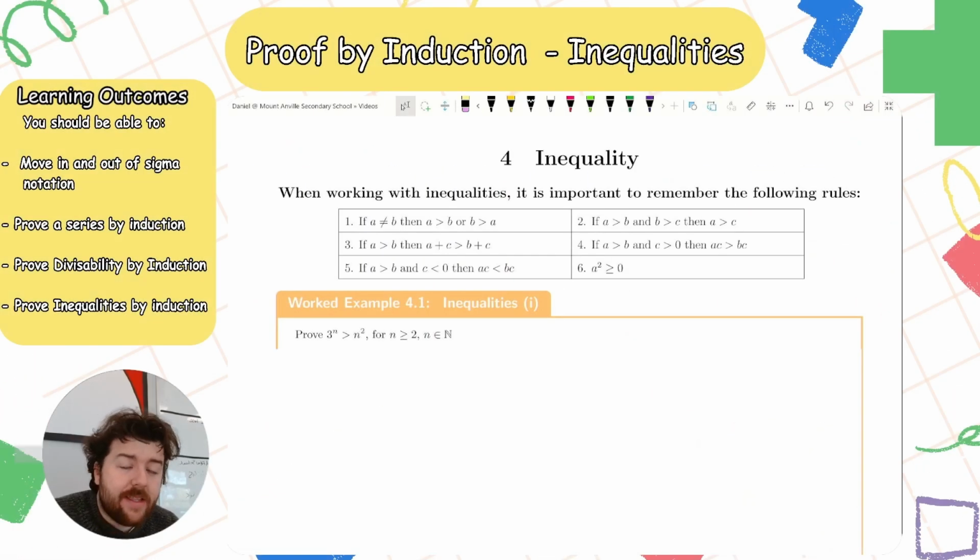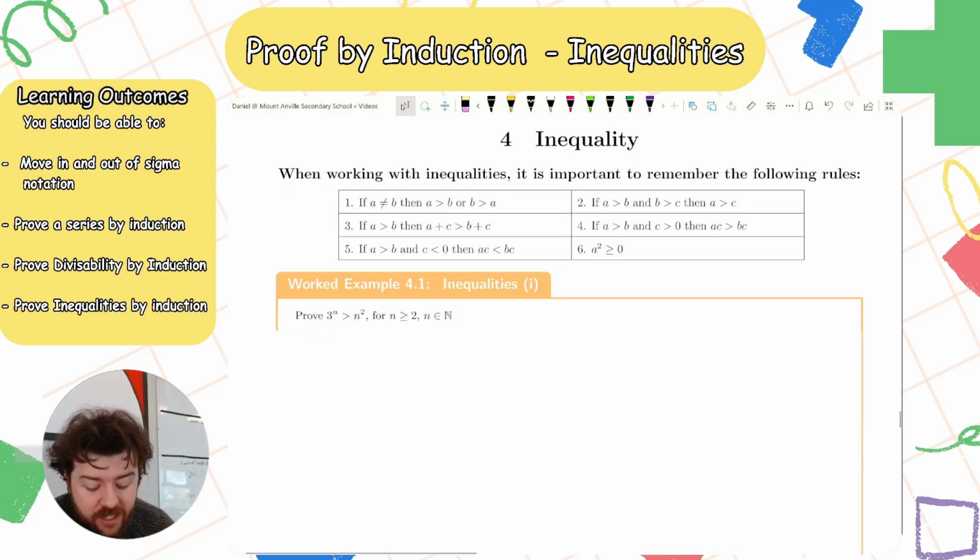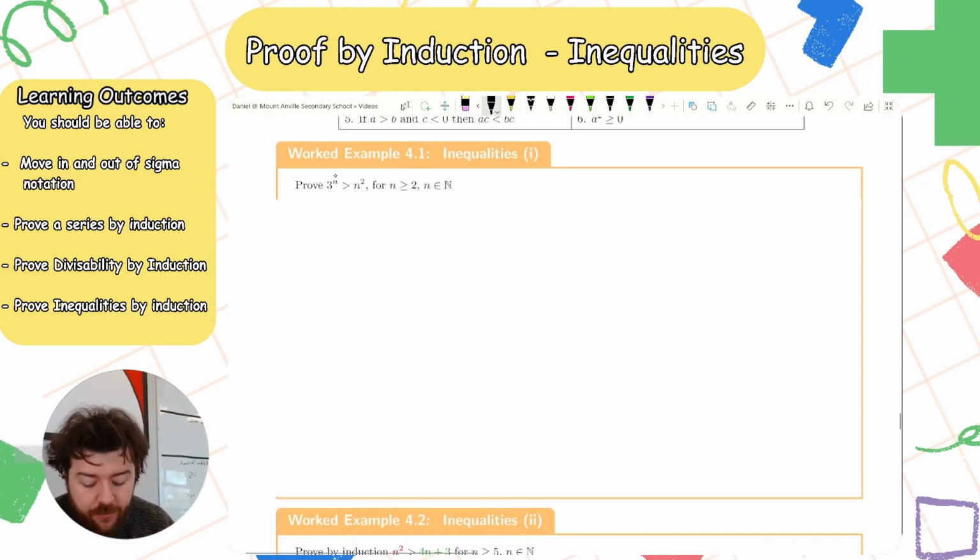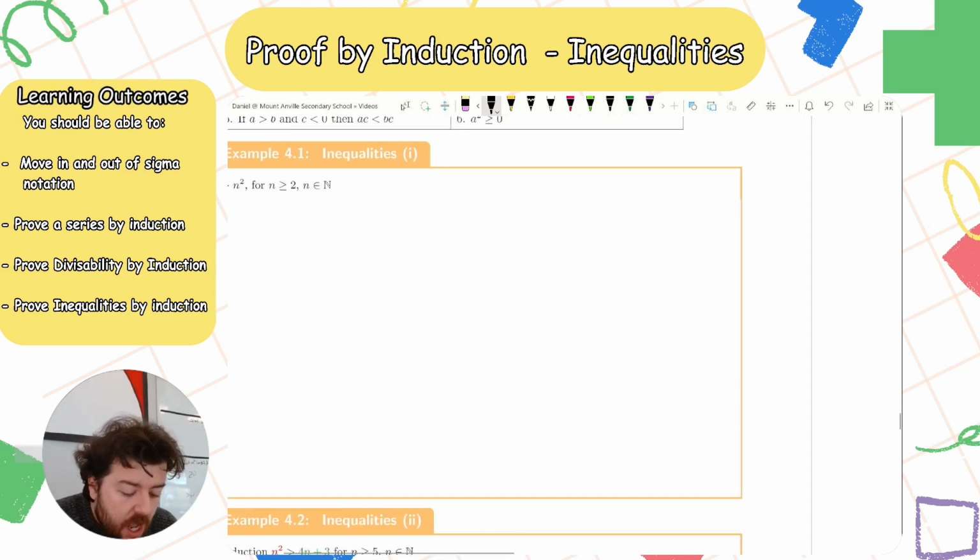Hello everybody. Okay, so in this video we're looking at proof by induction, but more importantly we're looking at the inequality proofs of induction. So what does that mean? Well, it's just a proof by induction, but now we have to prove that my left hand side is always going to be greater than my right hand side, or less than, whatever the question asks us to do.